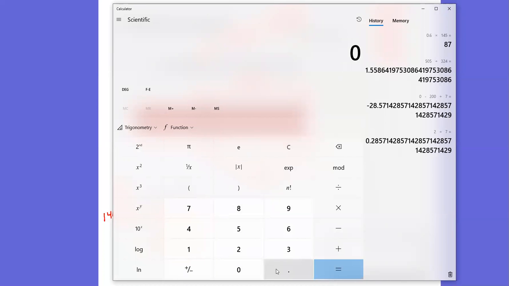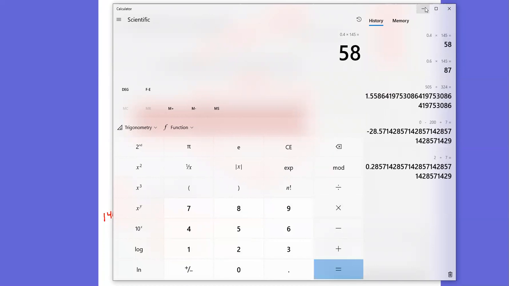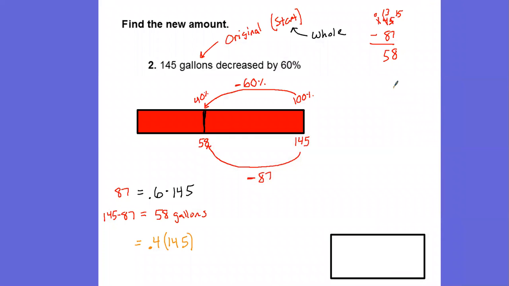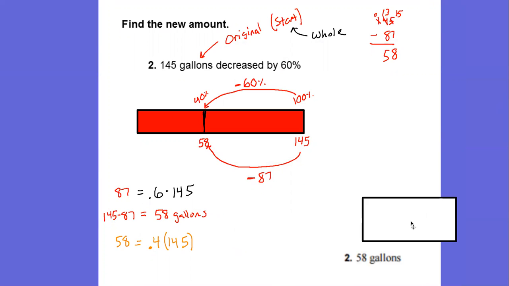40% of 145. So I'm going to do 40%, which in decimal form is 0.4. Always work with a decimal with these percent equations. 40% of 145 is 58. So I verified in 2 different ways that my answer was 58, and that's 58 gallons. But let's take a look at real quick the proportion idea. So proportion idea number 1.